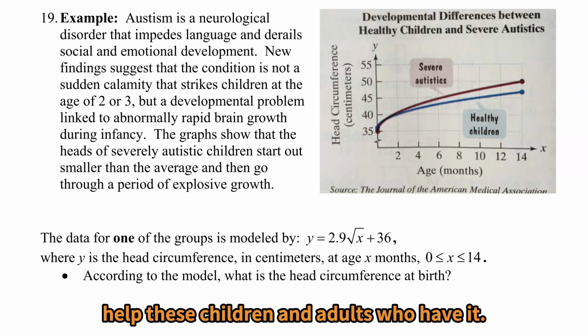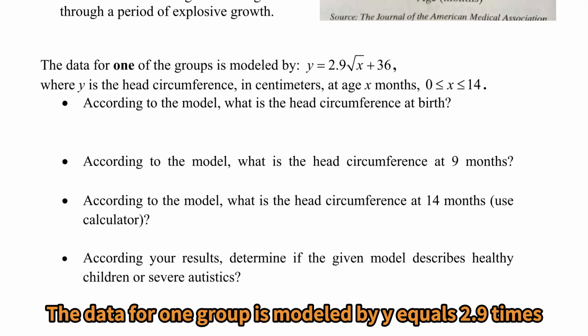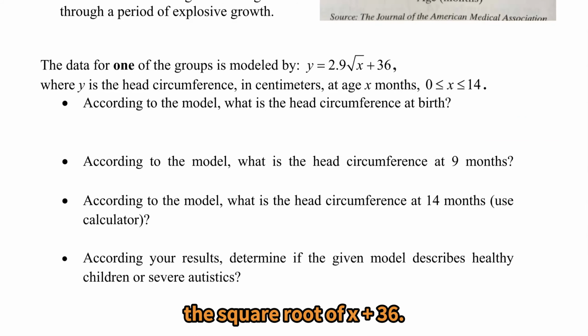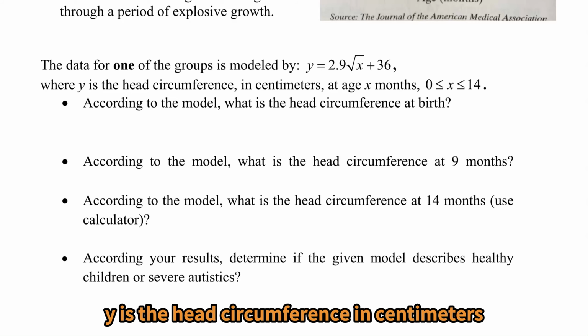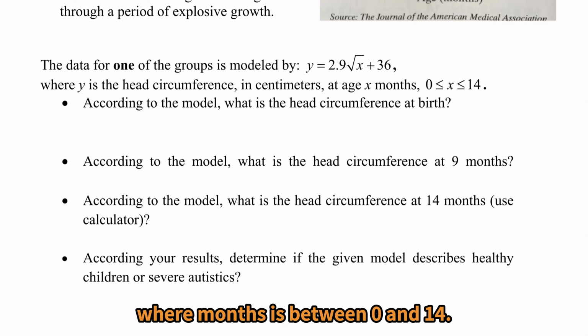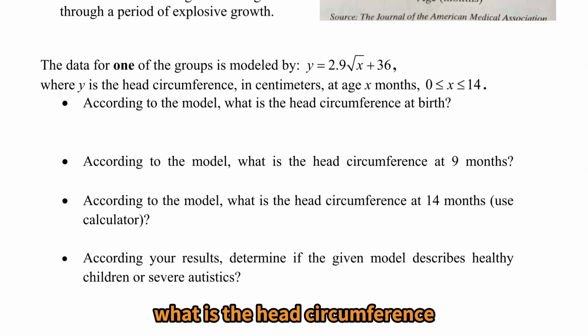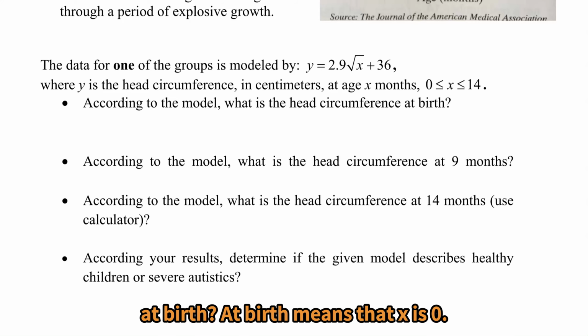Understanding the cause of autism may be able to help us better help these children and adults who have it. The data for one group is modeled by y equals 2.9 times the square root of x plus 36. y is the head circumference in centimeters at age x months, where months is between 0 and 14. According to the model, what is the head circumference at birth? At birth means that x is 0.